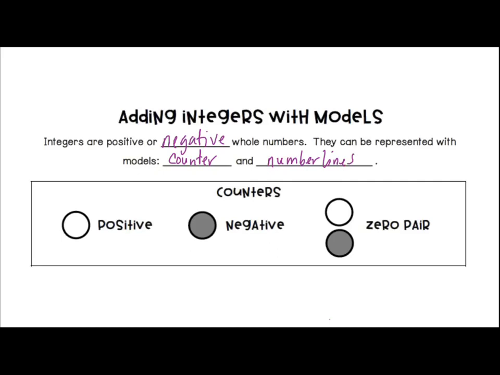And when we're using the counters, remember in class we've used those flat discs. The yellow side we refer to as being positive, and the red side we refer to as being negative. And when you have a positive and a negative together, they give us what's called a zero pair. Because you have one positive, one negative, they cancel each other out, and we end up with the number 0. It's like you owe someone $1, you pay them back their $1, you now have a zero balance.